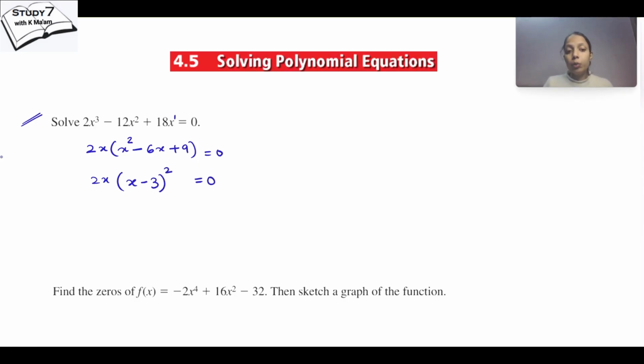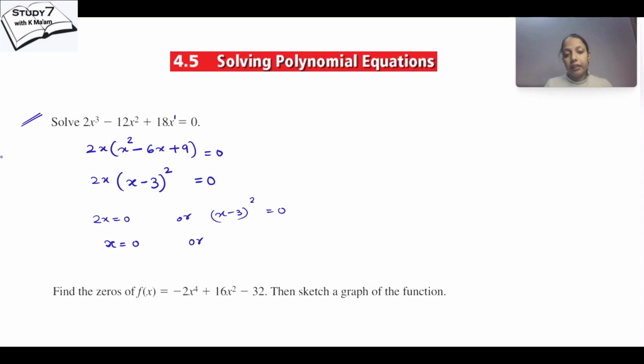Now, if a product of two terms is 0, it's known as the zero product property. The zero product property says that if the product of two terms is 0, either the first term is 0 or the second term is 0. So here, either the first term equals 0 or the second term equals 0. 2 times something is 0. 2 is a constant, a nonzero constant. It's not 0. So you are only left with x equals 0.